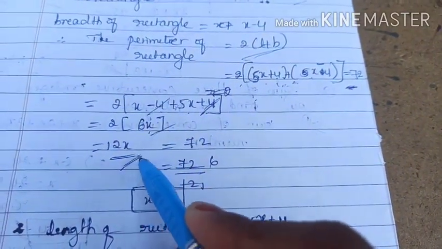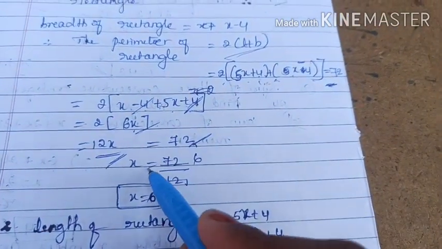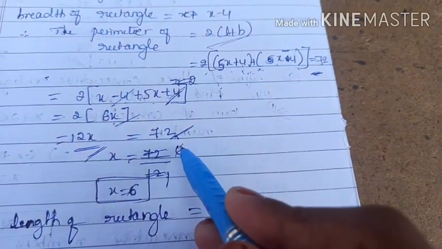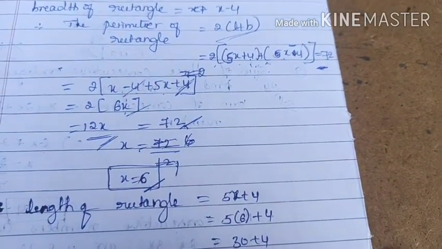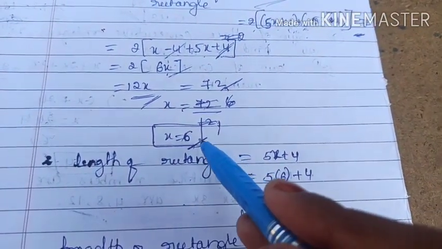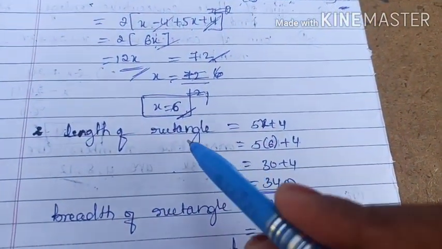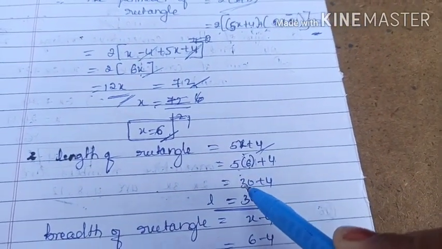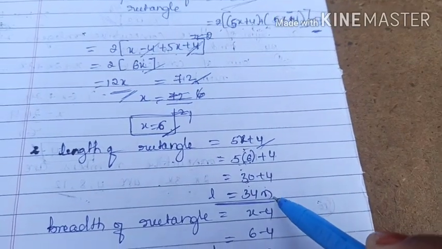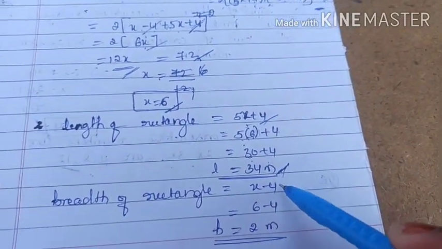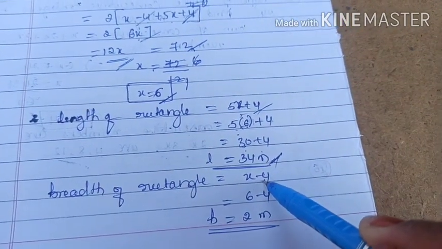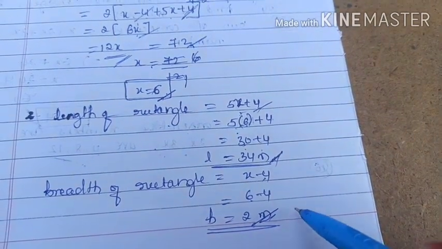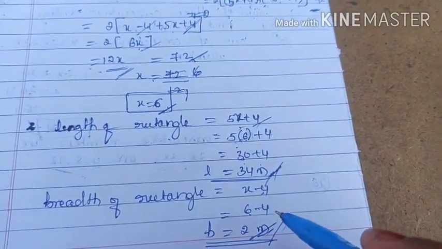2 of 6x is 12x, which is equal to 72. Therefore x is equal to 72 by 12. 12 ones are 12, 12 sixes are 72. Therefore x is equal to 6, and substitute this x value in the length and breadth of the rectangle. The length of the rectangle is equal to 5x plus 4, x is 6, 5 sixes are 30 plus 4 is 34 meters. It is the length of the rectangle, and the breadth of the rectangle is x minus 4, x is 6 meters, 6 minus 4 is 2. Therefore the breadth of the rectangle is equal to 2 meters and the length is 34 meters.